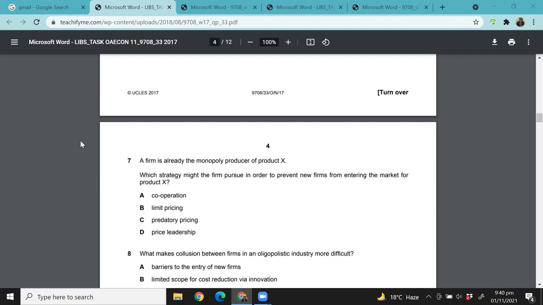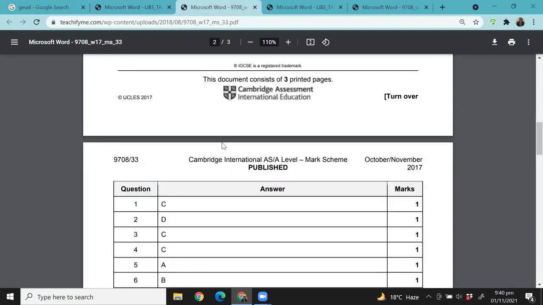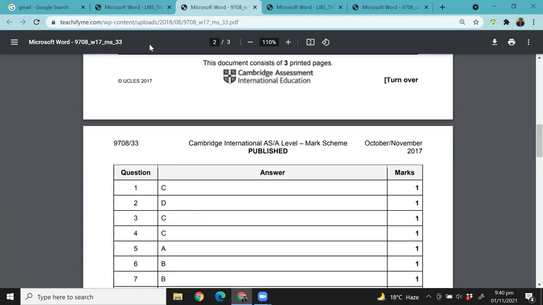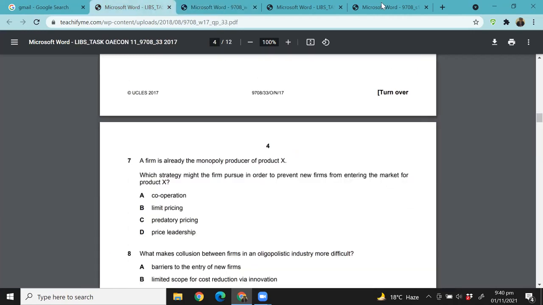A firm is already the monopoly producer of product X. Which strategy might the firm pursue in order to prevent new firms from entering the market for product X? So if you're a monopoly in any market and you want to keep new firms out, they'll lower their price further. Exactly. Predatory pricing is when you deliberately reduce your price to prevent new and smaller firms from entering the market. So 7 is B.